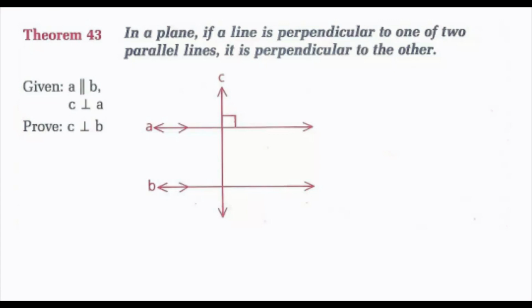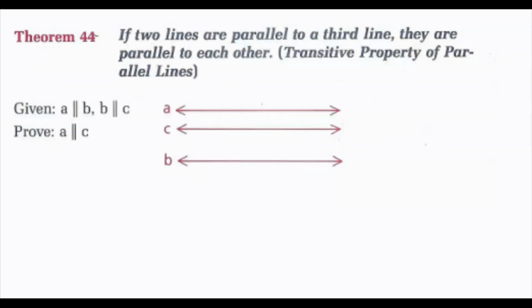If a line is perpendicular to one of 2 parallel lines, then it's perpendicular to the other. So in my diagram, I have lines A and B parallel to each other, and line C, the transversal, is perpendicular to line A. Therefore, it will be perpendicular to line B as well. Now looking at my last theorem, if we have two lines that are parallel to a third line, then they are all parallel to each other. This is the transitive property of parallel lines. So if line A is parallel to line B, and line B is parallel to line C, then line A will be parallel to line C.